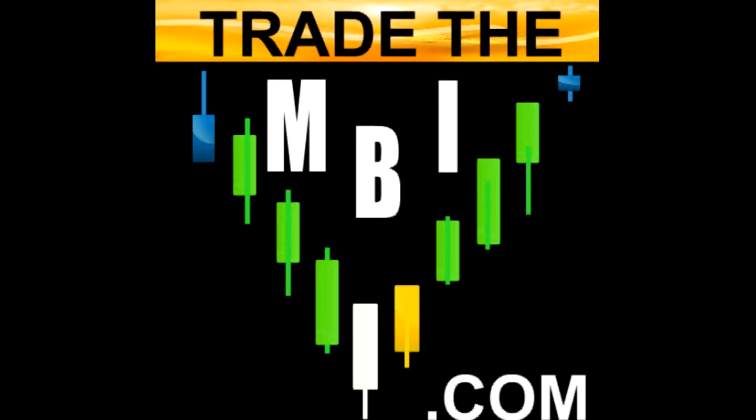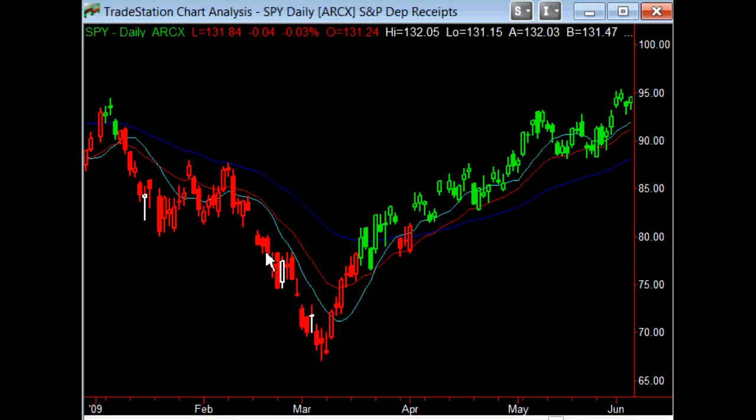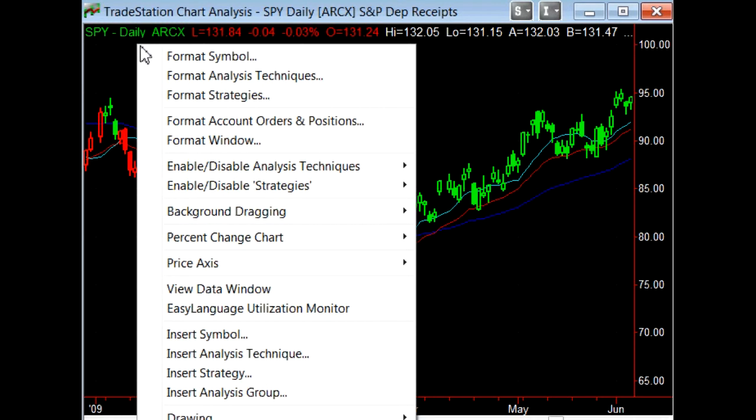Welcome to TradeTheMBI.com and a tutorial on the MBI indicator itself. We're looking at a chart, this happens to be 2009, and we're looking at a paint bar study of the MBI as it is interpreted from the indicator. So let's go ahead and put the indicator up here and take a look at it.